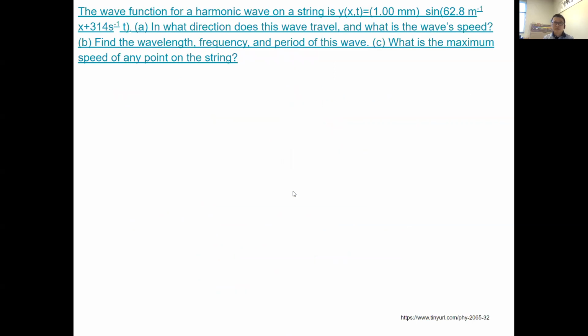So let's take a look at this example here. It says the wave function for a harmonic wave on a string is y(x,t) equals amplitude 1.00 millimeter sine of kx plus omega t. There is no initial phase; the initial phase is 0. In what direction does this wave travel, and what is the wave speed? Find the wavelength, frequency and period of the wave, and the maximum speed at any given point on the string. Let's take a look.